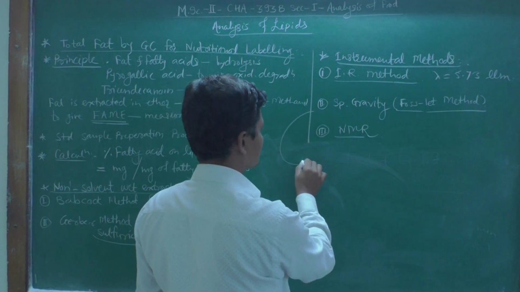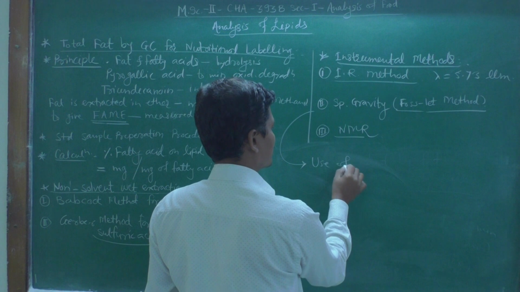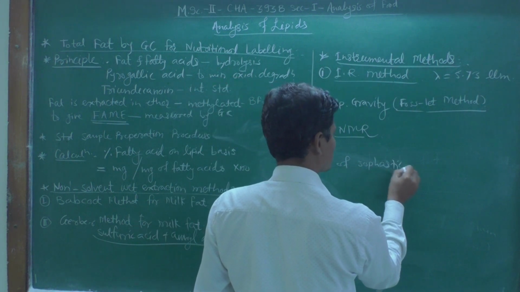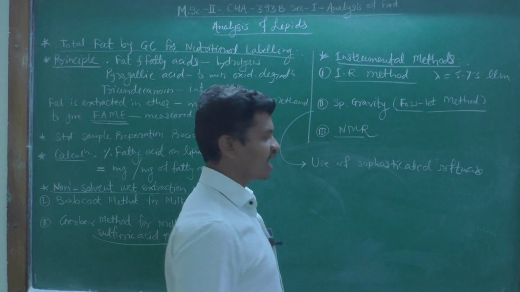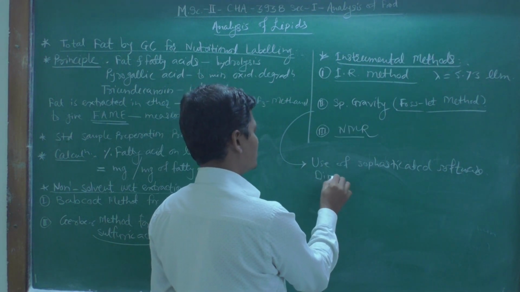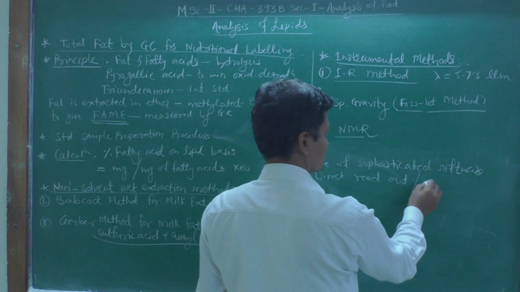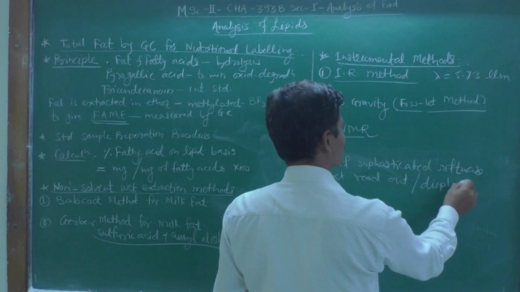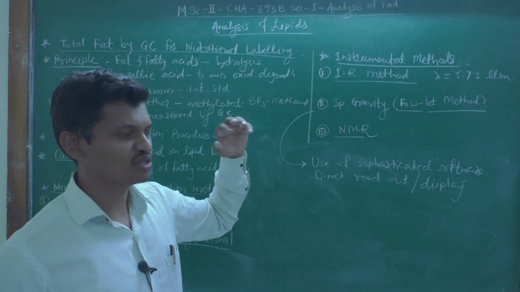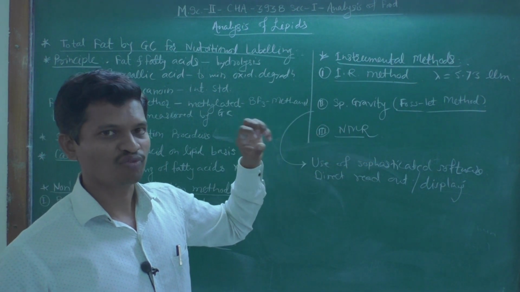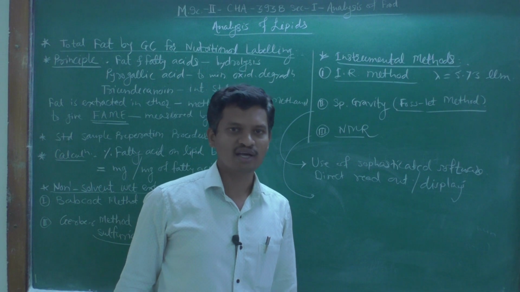This specific gravity method is associated with the use of sophisticated software. A computer operated system gives you a direct readout. Direct readout means a display on the instrument shows directly the specific gravity of that particular sample, and by using that specific gravity we can determine the amount of fat present in the sample. And the third method is known as nuclear magnetic resonance.